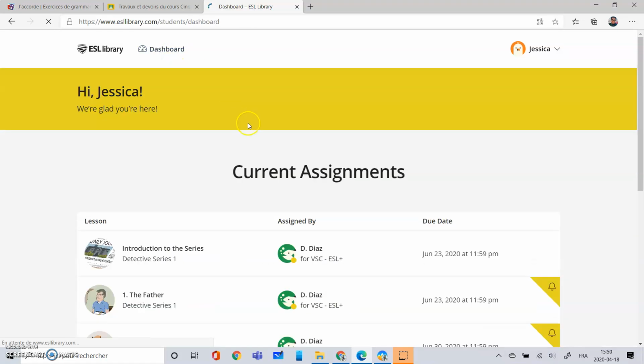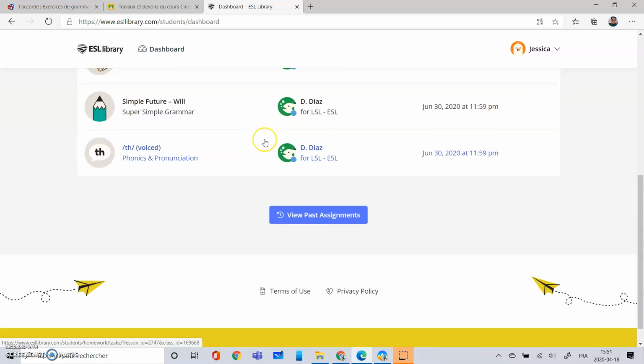Okay, when you're done, those are the two ESL library activities that you will do for this week. It should take around 30 minutes.